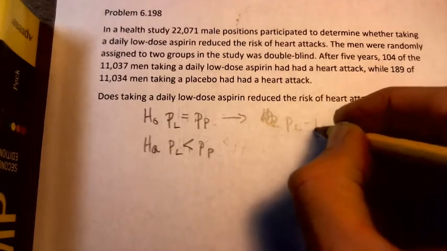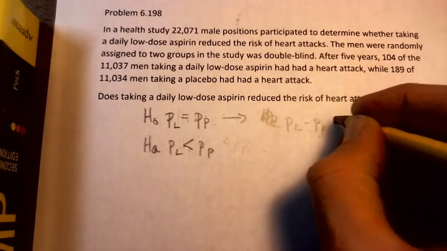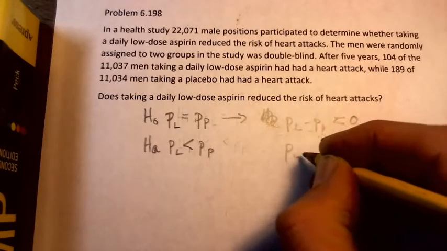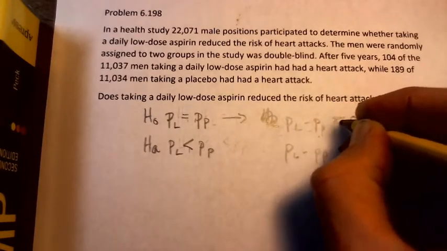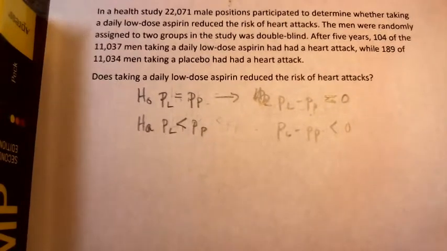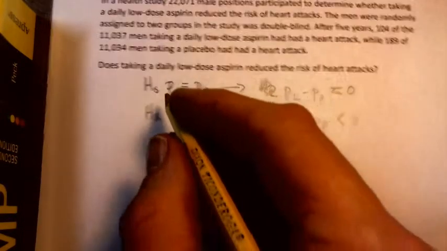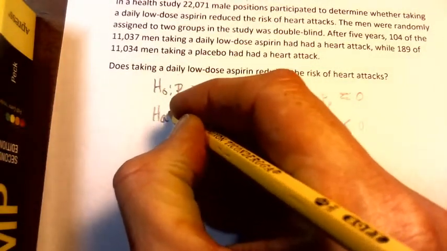PL minus PP is equal to 0. PL minus PP is less than 0. There should be an equal sign here. Okay, so you can write it in one of those two ways. These are the hypotheses that you're testing. Now the question is how to test them.